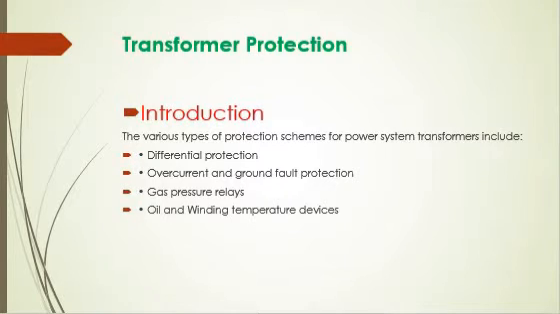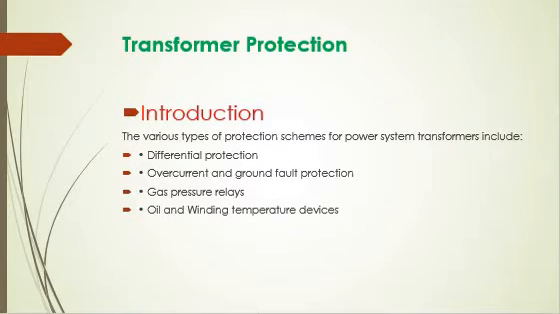Because the transformer primary and secondary currents are not the same, that depends on the transformation ratio. So the CT ratios on the transformer primary and secondary sides must be chosen to match the transformation ratio. The CT secondary windings are usually delta connected for a star connected transformer winding and star connected for a delta connected transformer winding. This is to accommodate the primary to secondary phase shift.